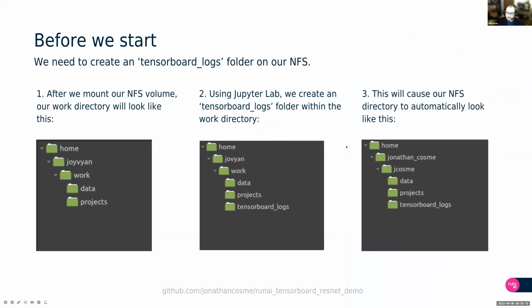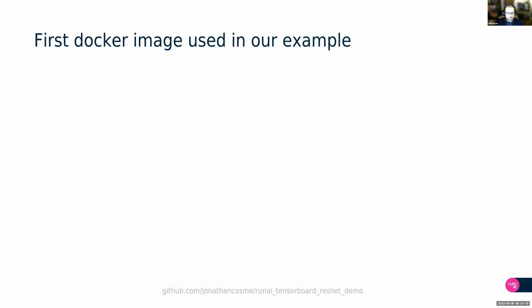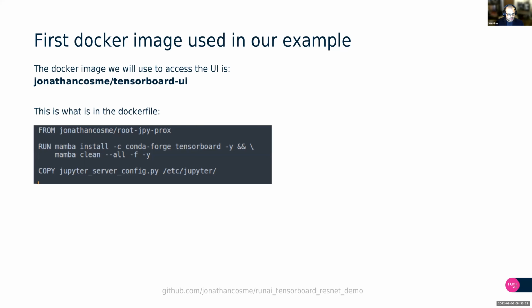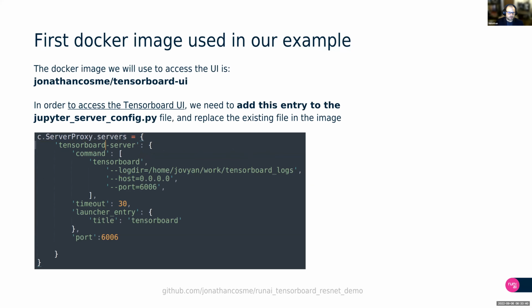And we can continue. So in terms of Docker images, we're going to use two. The first one is going to be the Tensorboard-UI image. And this is what the Dockerfile looks like. It basically pulls a notebook with the Jupyter Server Proxy already installed. Then we go ahead and install Tensorboard, and we replace the config file with a new config file. And the config file will have this particular entry added to it.